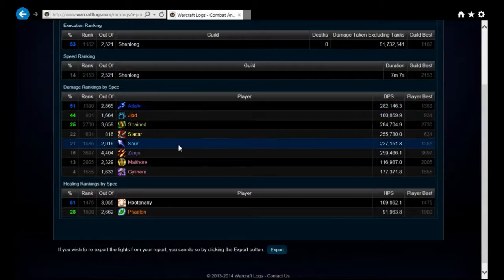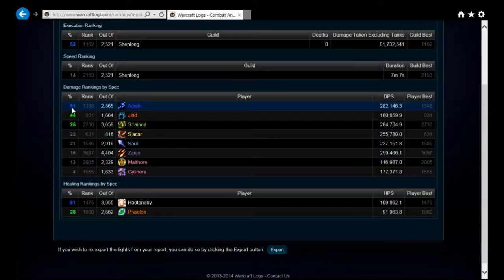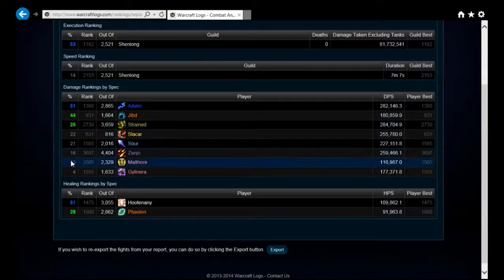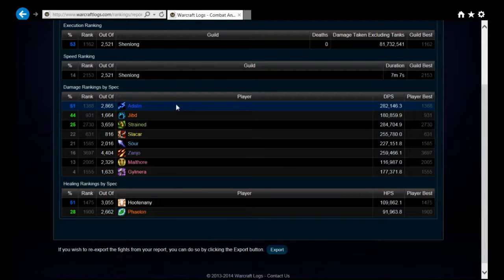Now for the damage output rankings. If you have a number in blue, that is a great sign. If you have a number in green, you're doing pretty good as well. If your number is in gray, you're below 25%. You're pretty low. All right, so if we look here in Elemental Shamans, you can see that Adeline scored a 51 percentile with a rank of 1388 out of 2800, with a DPS of 282.